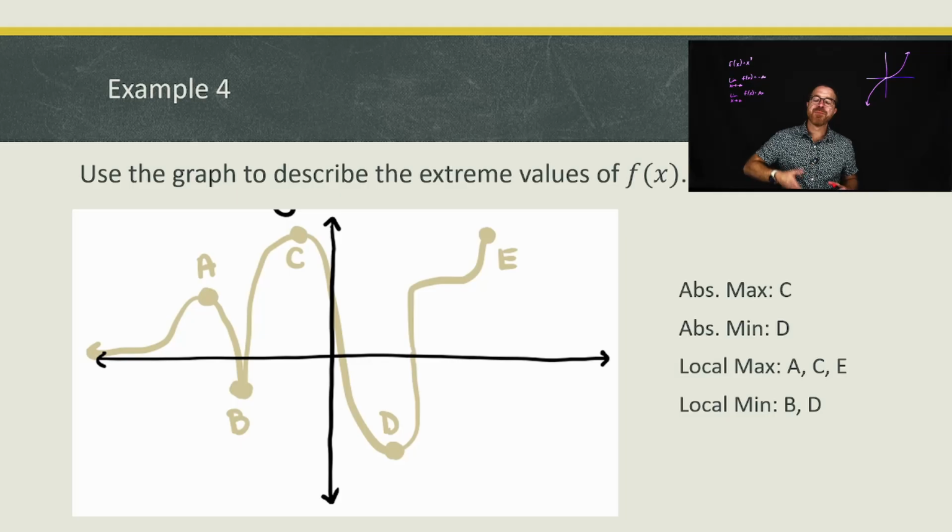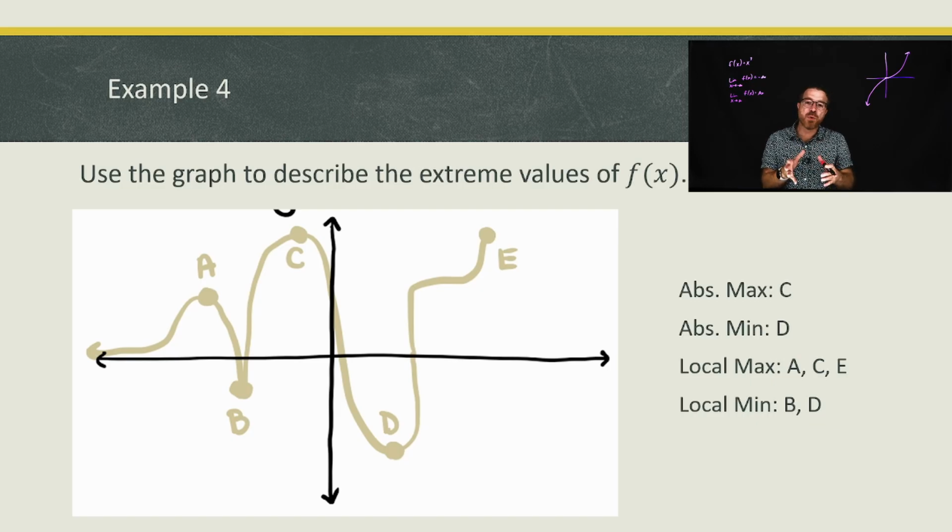For our fourth example, let's look at this graph here. So we have a function that we don't really know what the function is, but we can look at it visually and we can determine what our local and absolute maximums and minimums would be. So we have the points A, B, C, D, and E. Looking at this, if we wanted to know what the local maxes are, it would be A, C, and E. If we want to look at what our local minimums would be, it would be B and D.